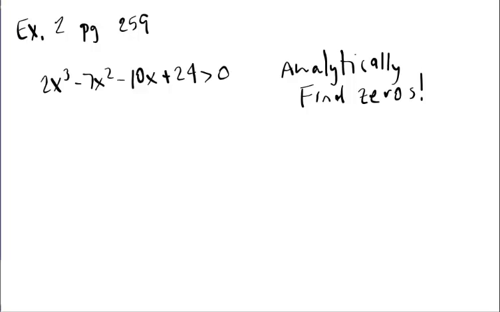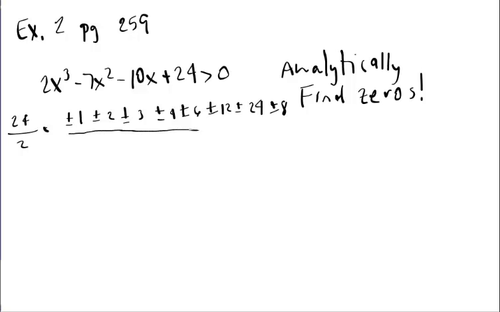So you can do your rational root theorem, which is going to be pretty hefty because you've got 24 on the top and 2 on the bottom. So you're looking at plus and minus 1, plus and minus 2, plus and minus 3, plus and minus 4, plus and minus 6, plus and minus 12, plus or minus 24, plus or minus 8. Is that everything? 1 and 24, 2 and 12, 3 and 8, 4 and 6. And on the bottom is plus or minus 2.